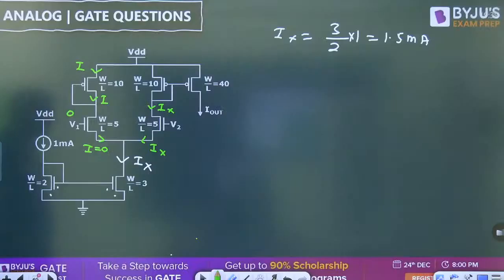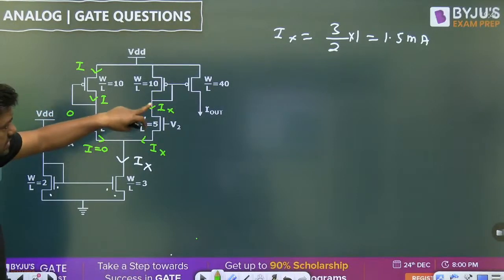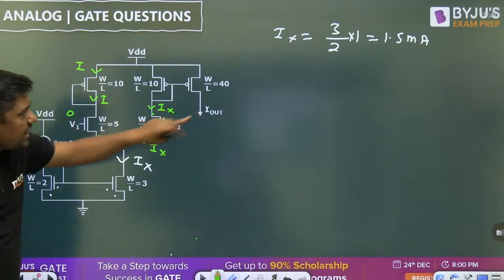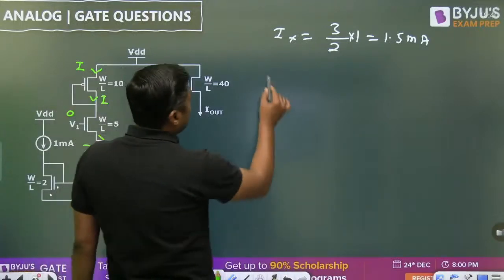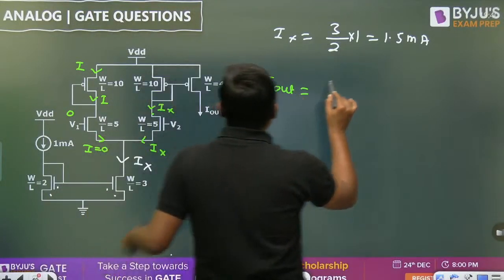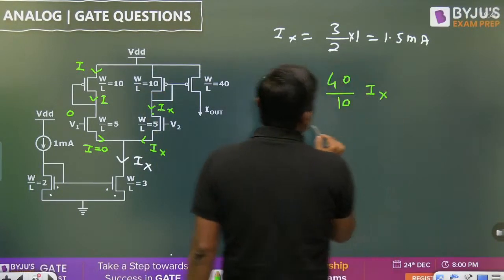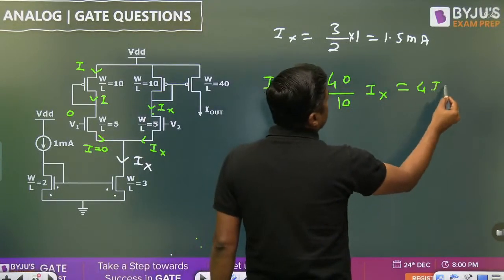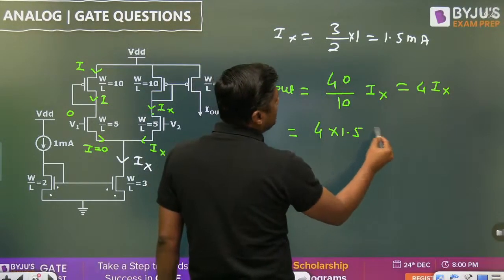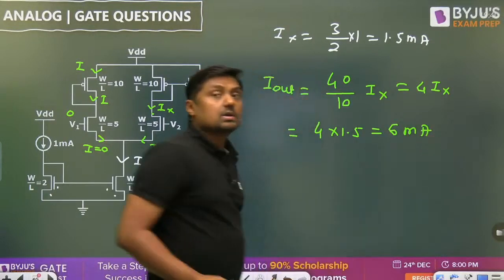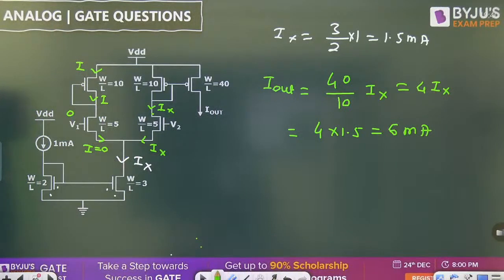Then tell me, what is the case now? This current, this one is what? 0. IX, same IX. So what is the relation between the IX and I out? I out is equal to 40 divided by 10 of what? IX. That is 4 times of IX. So what is the 4 into 1.5? This will become 6 milliampere. 6 milliampere is the answer for this question.